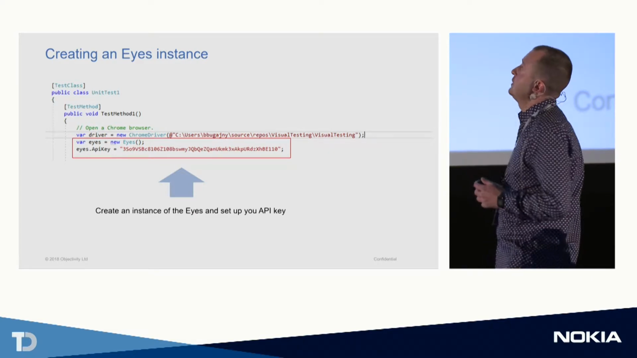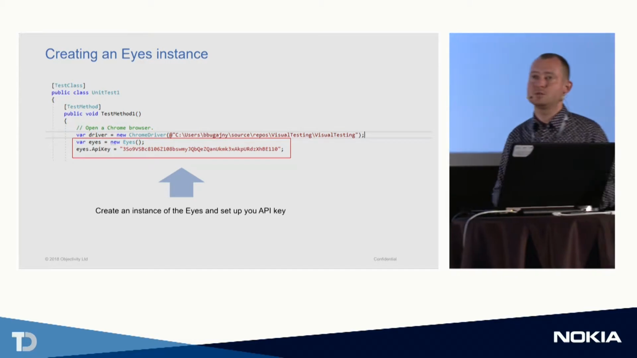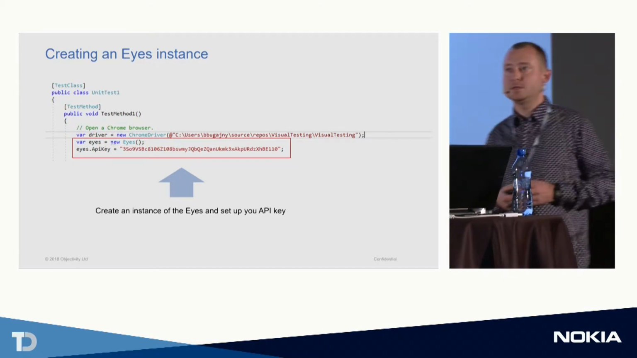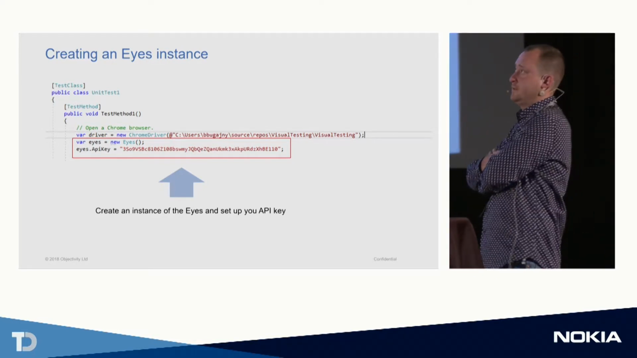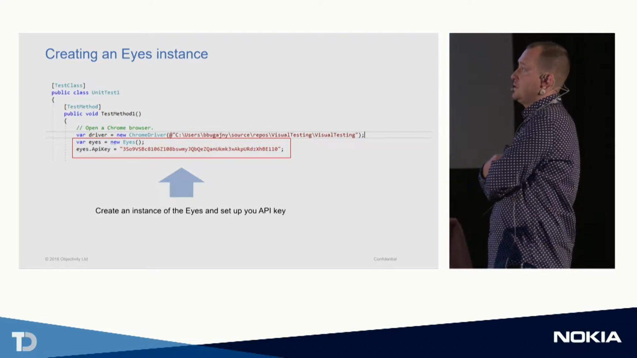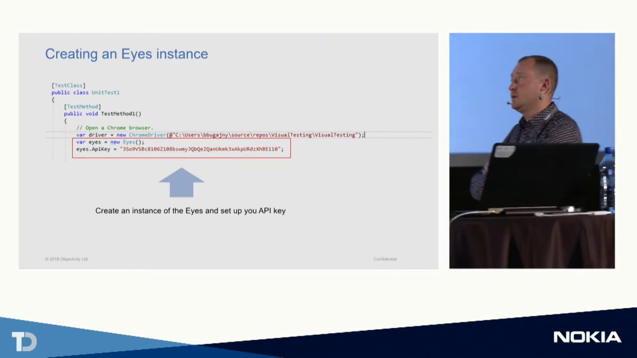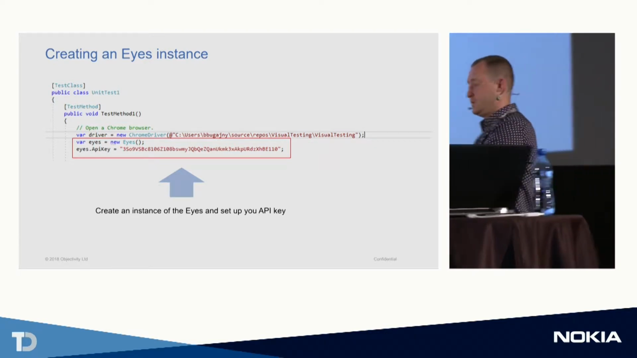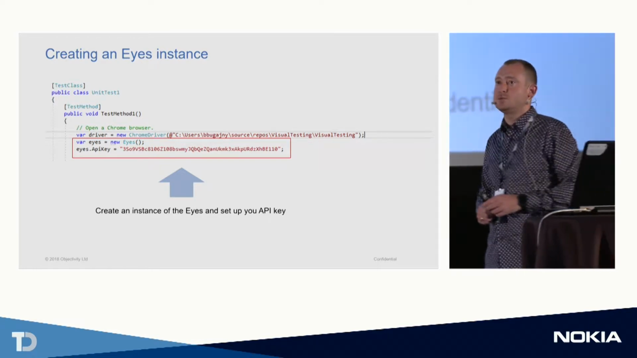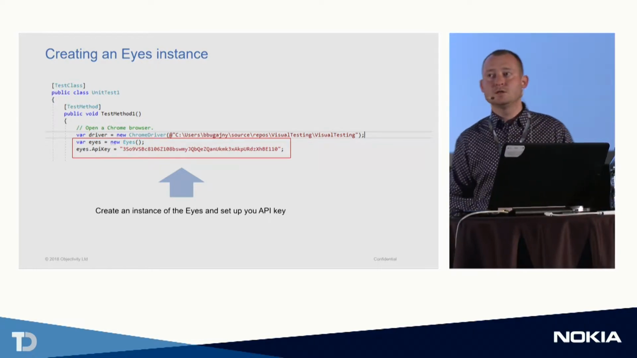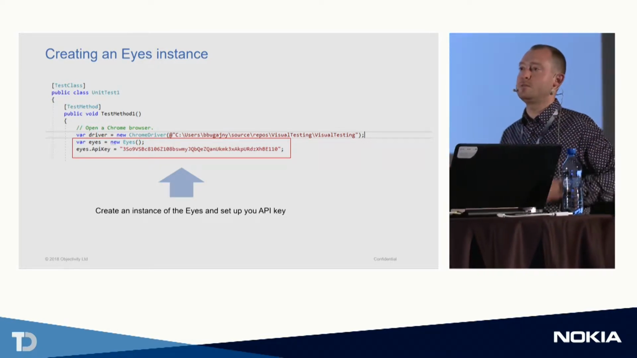And then how to change this code from the very simple Selenium one to have the visual testing. So first thing, we need to create the instance of the Eyes in the class and put our API key. The API key we are getting after we register on the page. So it is per user. Each user has a separate one, and it knows that you have a permission to do that.